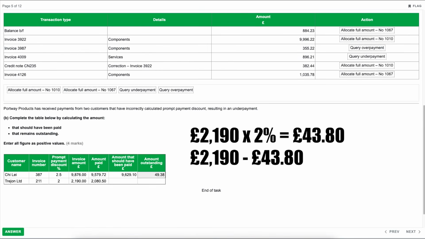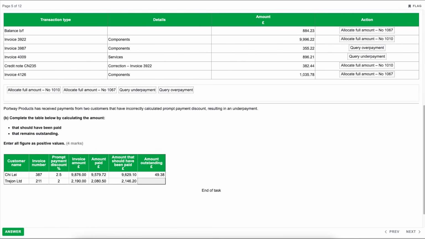amount of £2,190, which gives us an amount that should have been paid of £2,146.20. So again, we can see that they have underpaid because the amount that's been paid was £2,080.50. So the difference between the two, again, will be your amount outstanding. So if we calculate the difference between the two figures, that will give us an amount outstanding of £65.70.